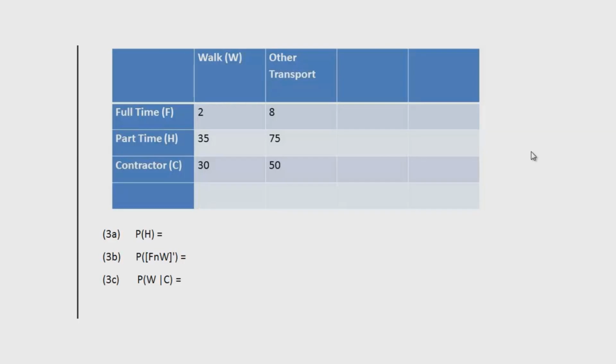Hello, in this video we will be looking at the Statistics 1 paper from May 2013 for Edexcel. We will be looking at question number 3, which involves a Venn diagram which many students found difficult.